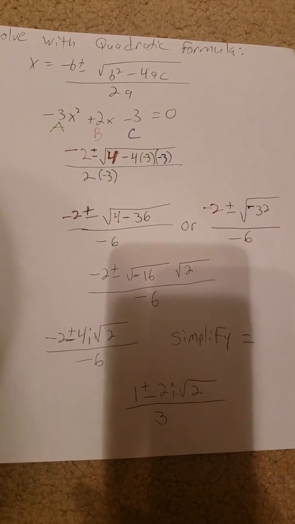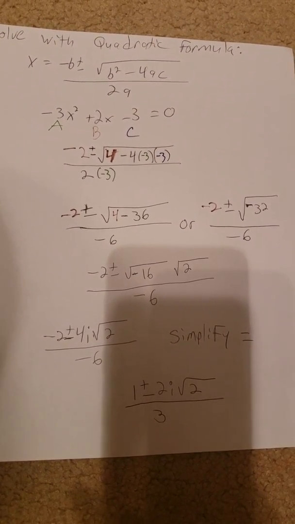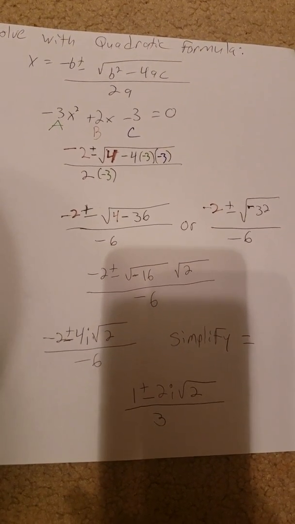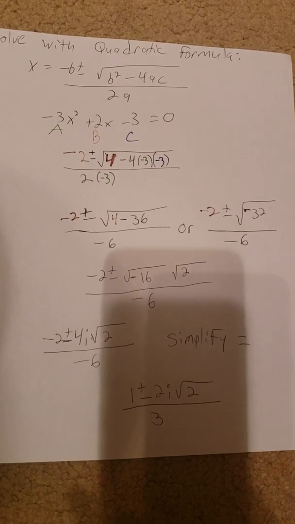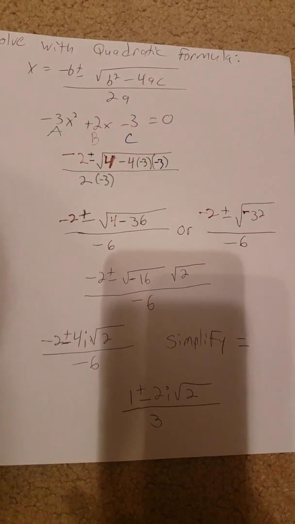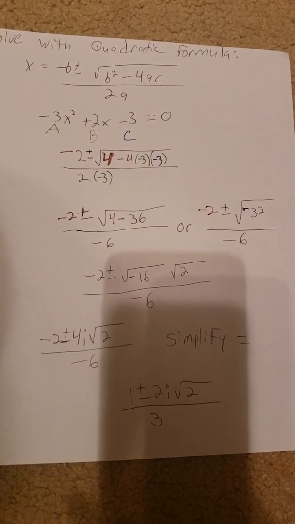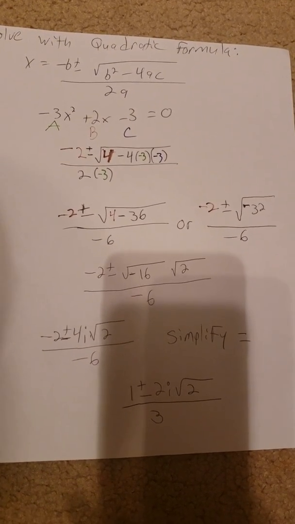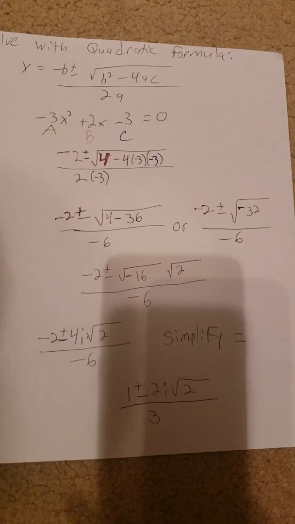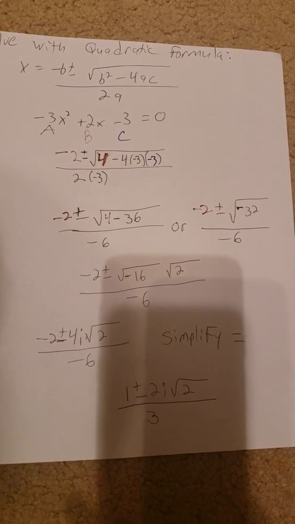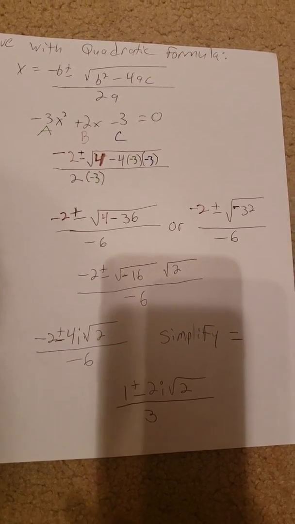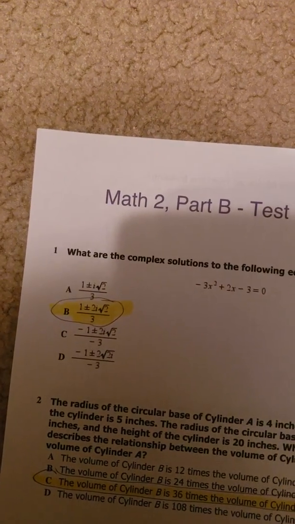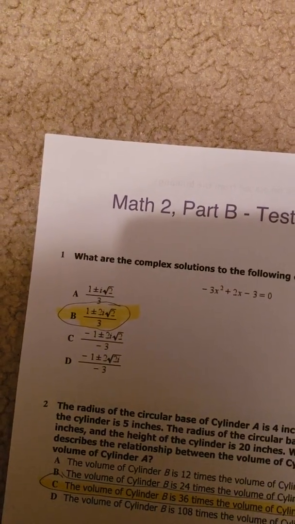That is going to give us negative 2 plus or minus 4i square root 2 all over negative 6. We get the i because it's an imaginary number, because we pulled out the negative. Now we simplify that. That is going to give us 1 plus or minus 2i square root 2 all over 3. So that is why our answer to number 1 is B.